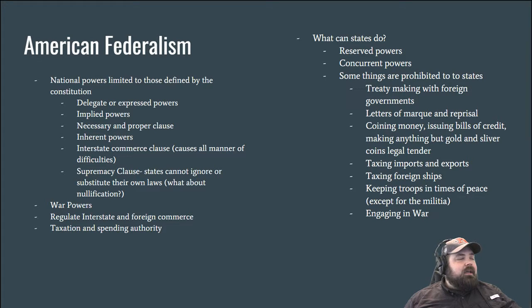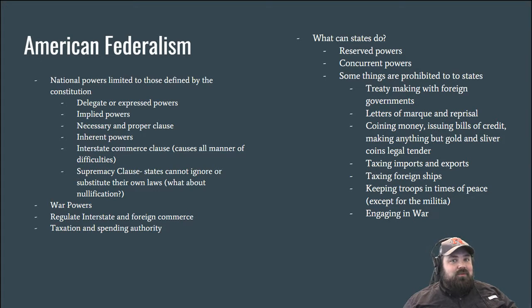And then, tying it all together, wrapping it all up, is the Supremacy Clause, which states that the states in the system cannot ignore or substitute their own laws. So the federal government's laws, when it's right on issues that it has ultimate authority over, those laws are the supreme law of the land. States can't undermine federal law with their own state laws.